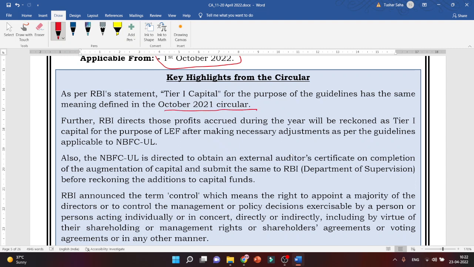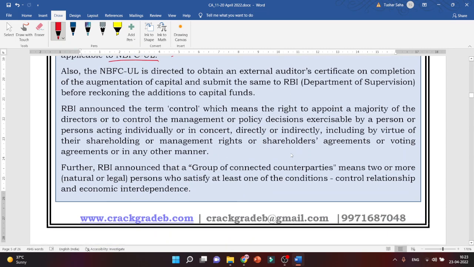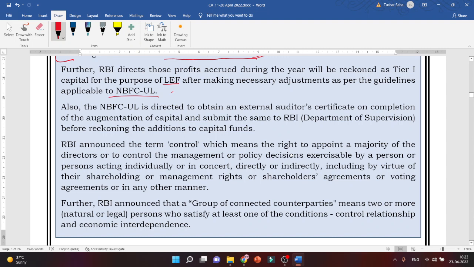So look, now, when this thing is there, it is your responsibility to open the October's current affairs material and find this piece of news, right? But yes, even if you don't do it, things are already here. Then, because this is coming from the static part of the division of NBFC into multiple levels. Then, RBI directs that profits occurred during the year be reckoned as Tier 1 capital for the purpose of LEF after making necessary adjustments as per the guidelines applicable to NBFC UL. Right? So, when you go through it, you would understand.